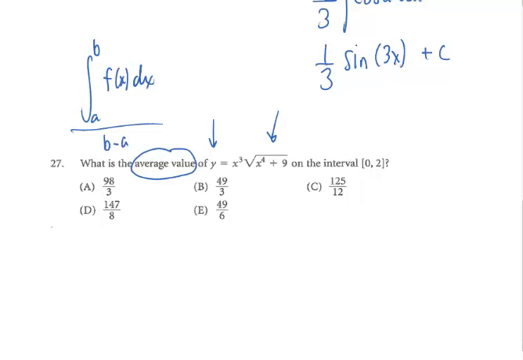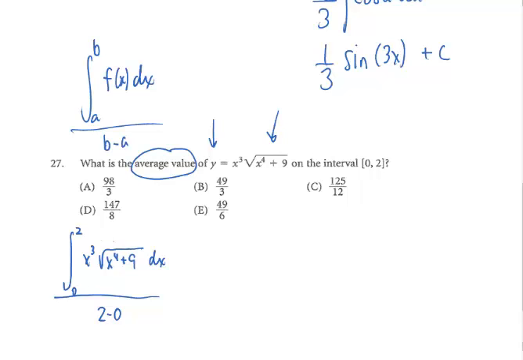Okay, well, we're back, and let's set up the integral. Remember, it's the average value from 0 to 2. We're going to integrate x cubed times the square root of x to the 4th plus 9 dx. It's going to be all over 2 because the width of the integral is from 0 to 2.